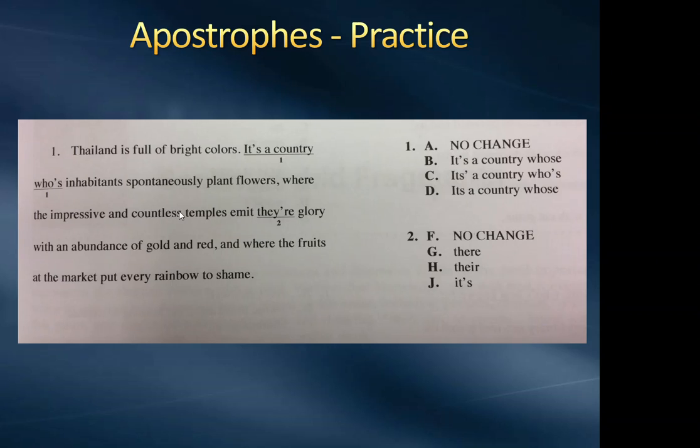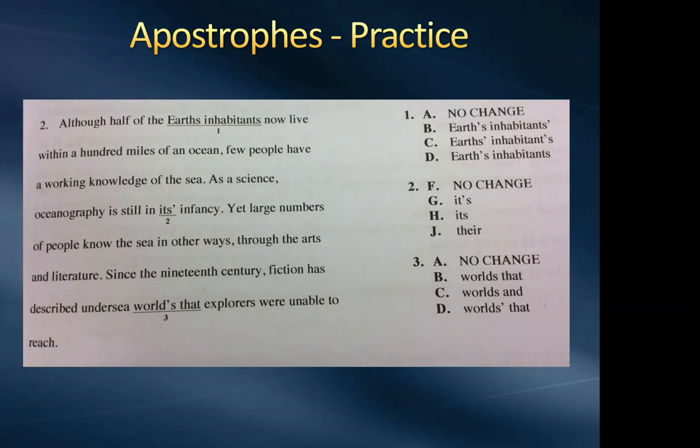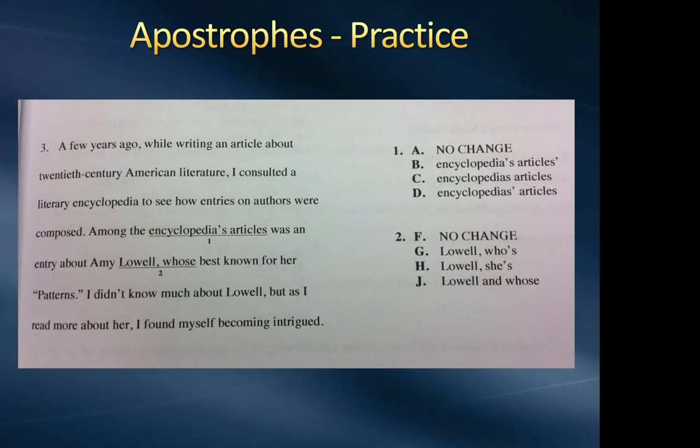Where the impressive and countless temples emit their glory with an abundance of gold and red. All right, let's replace that with they are. Emit, they are glory. That makes no sense. So we know that's not the correct form. So we have to decide, is it the form that denotes a location or that denotes possession. So it's their glory, this one, possession, because it's not a location. So it's going to be H, their, T-H-E-I-R.